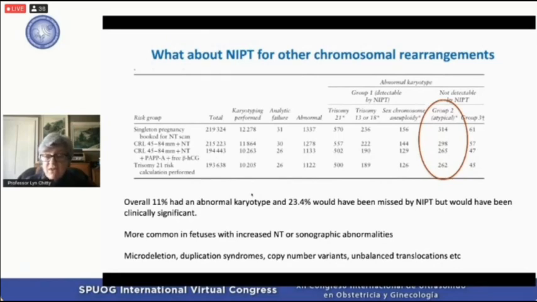¿Y cuáles son estas redisposiciones? Bueno, tenemos síndromes de duplicación, número de copias que varía y translocaciones no utilizadas. Entonces, la NIPT no sería tan buena para detectar estas anomalías.